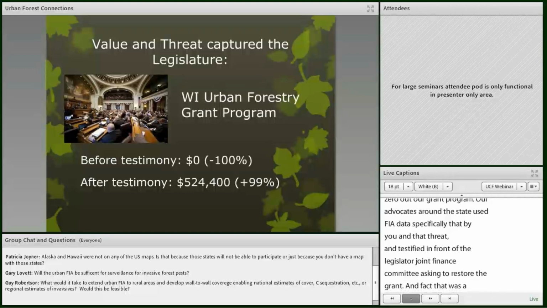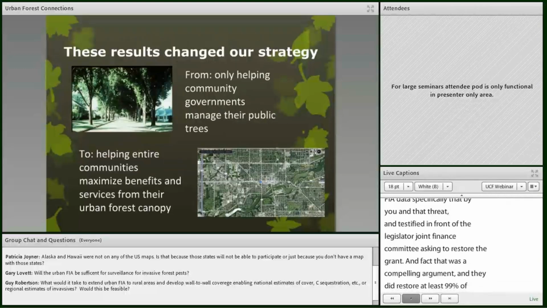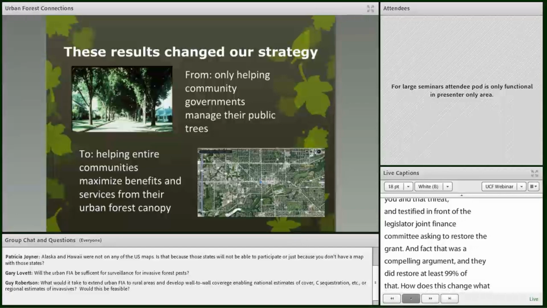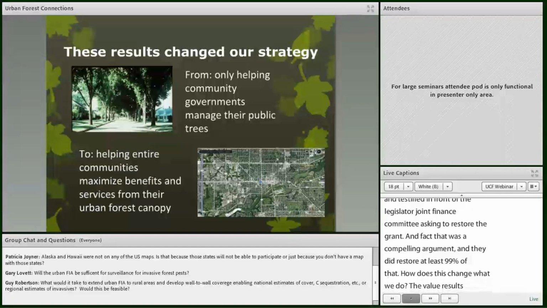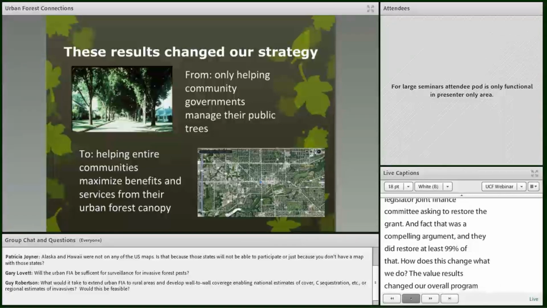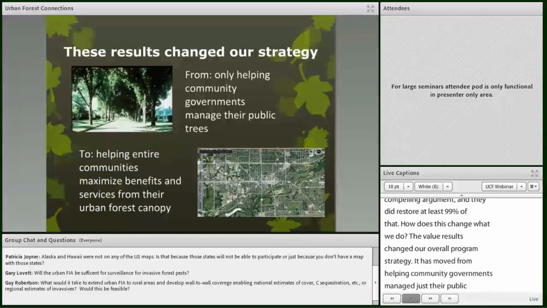So really, how does this change what we do? Well, the value results changed our overall program strategy. It's moved from helping community governments manage just their public trees to helping the entire community maximize benefits of their urban forest. The value and benefits resonate with decision makers. Urban FIA won't help manage individual trees, but it will generate support for both state and community programs.